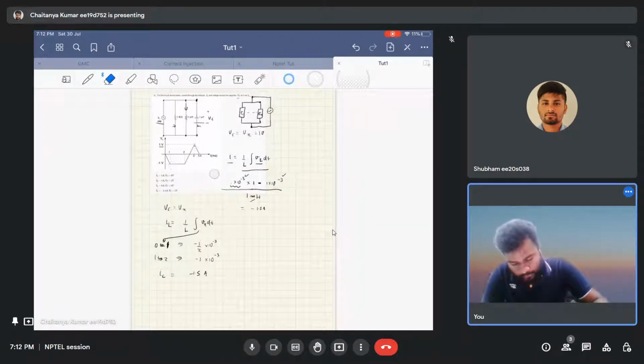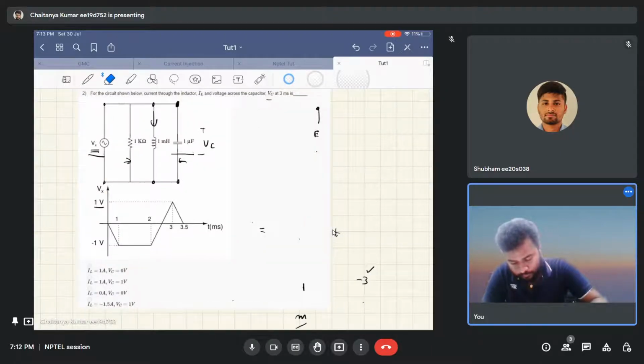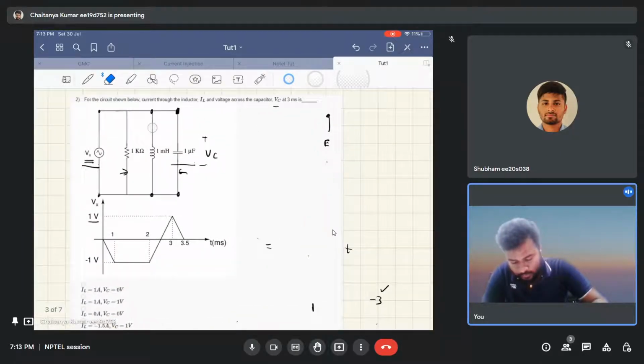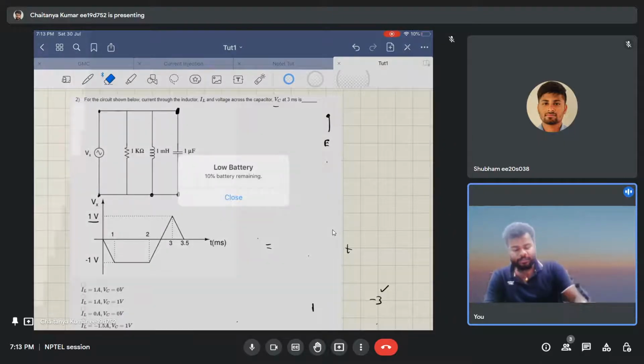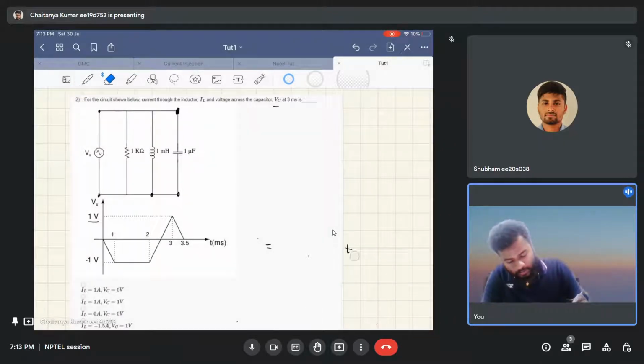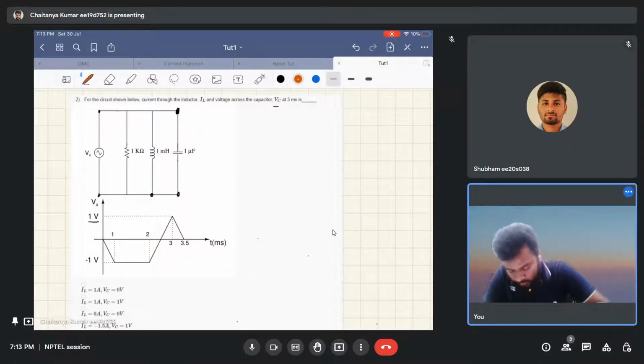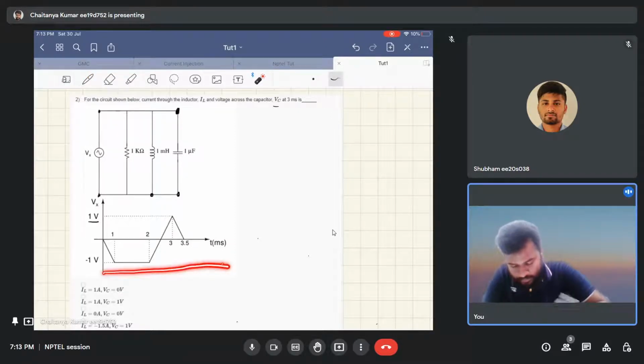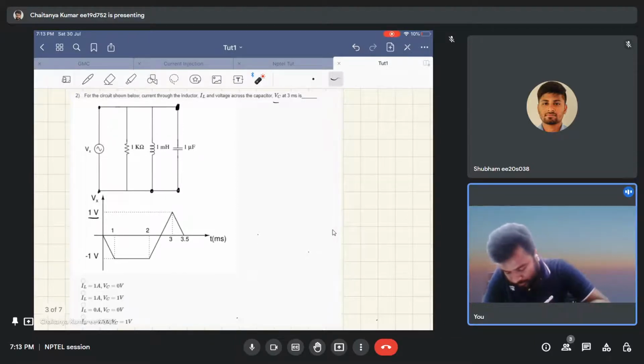Here is the question. Now in this question there is a parallel RLC network, and in this parallel RLC network there's a voltage source applied whose value keeps on changing, and its value is given in the graph mentioned here. You need to find the current through the inductor and the voltage across the capacitor at time 3 milliseconds. So kindly try to solve this, and you can paste the answer, depending on whatever option you feel is right, in the chat box.